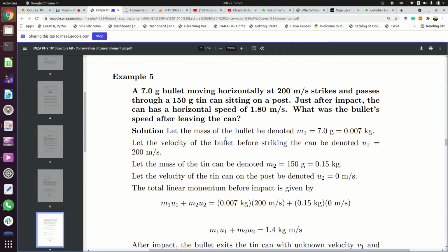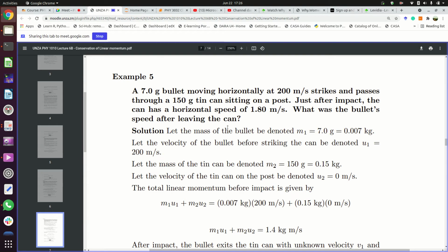So we need to work out what is the total amount of motion before the bullet hits the can and what is the total amount of motion after the bullet hits the can. For us to do this, we are going to denote the mass of the bullet as m1. So m1 is going to be 7 grams. And of course, we do our calculations in kgs. So that's going to be 0.007 kgs.